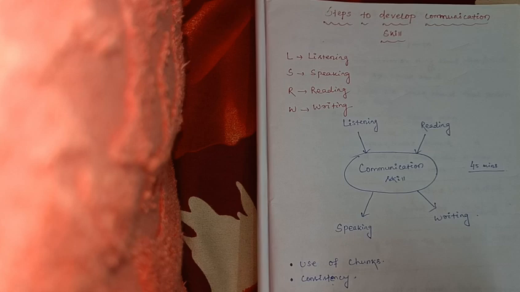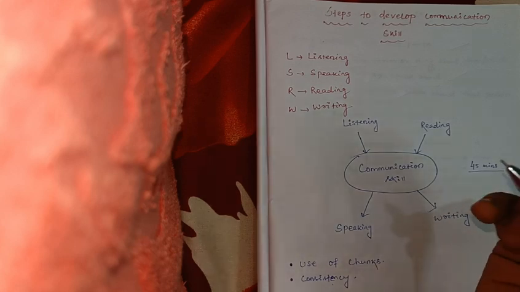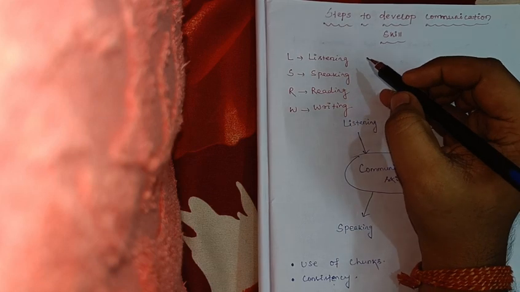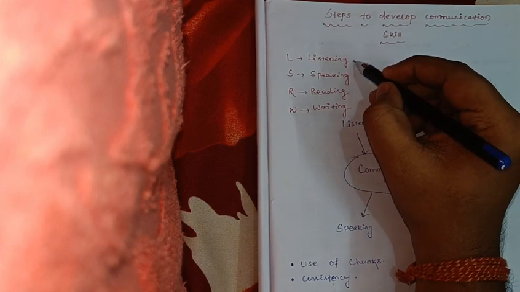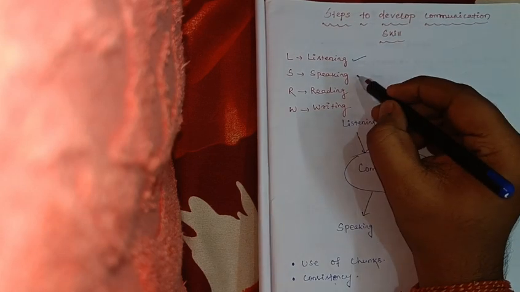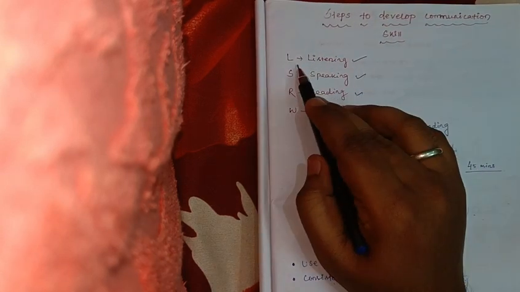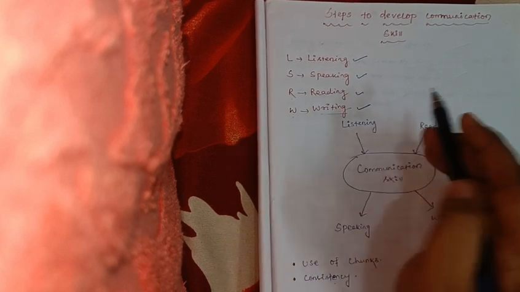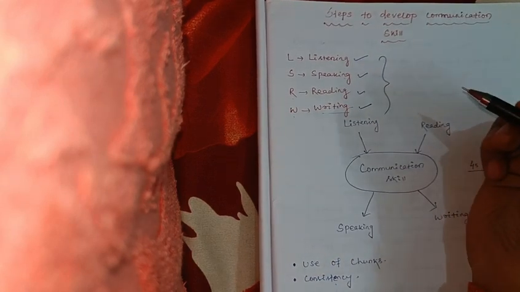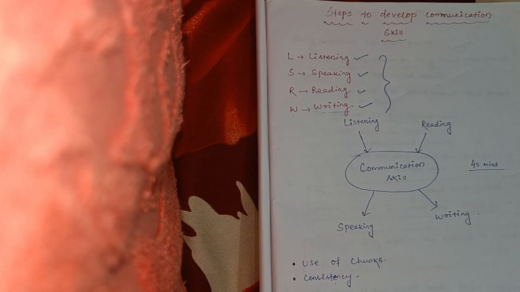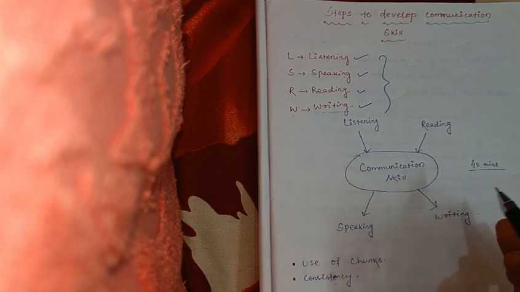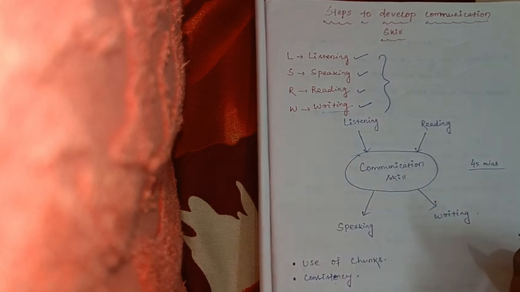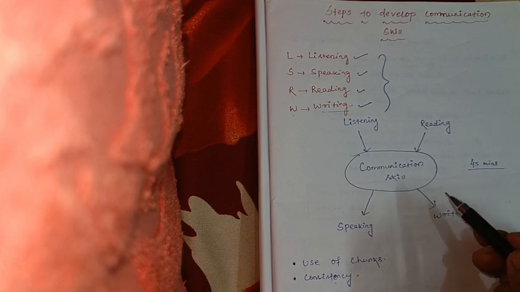Okay, so let's start. If we want to master communication skill in any language, first we have to focus on the ingredients, that is L, S, R and W. L stands for listening, S for speaking, R for reading and W for writing. So these four are the ingredients of a communication skill. Here I have drawn one communication model, so we will understand how one is able to master his communication skill.